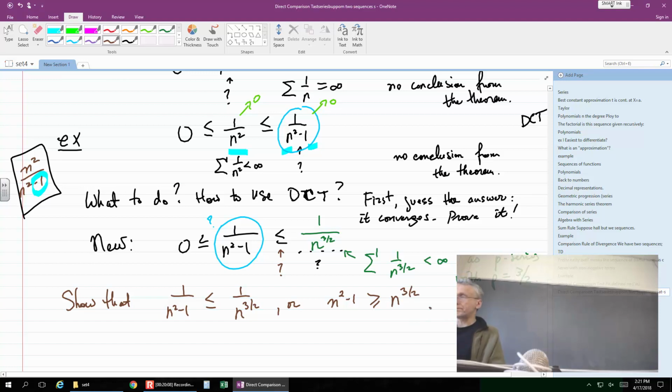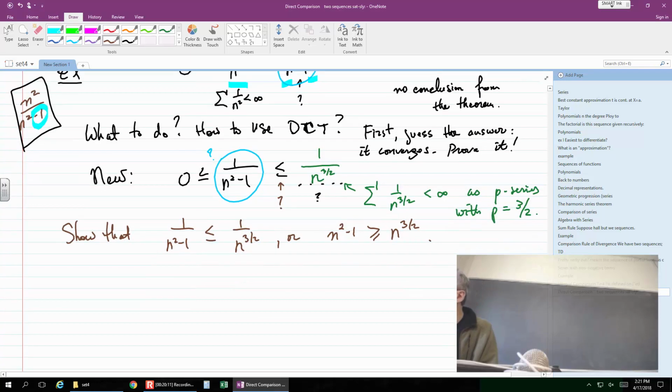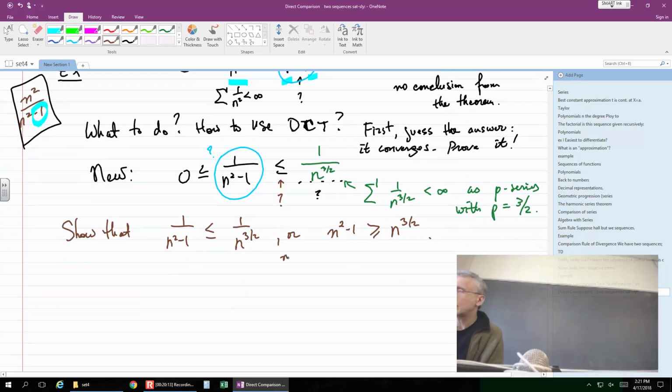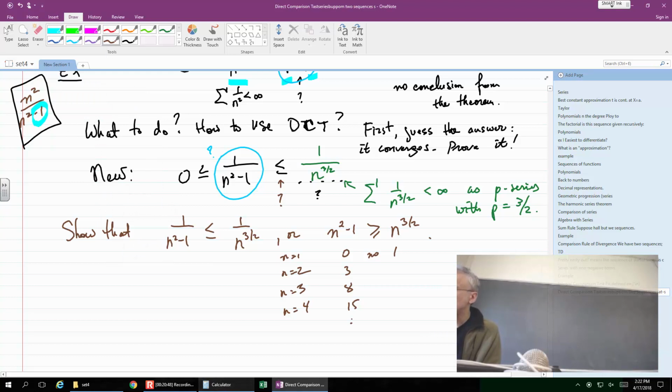Okay, so just look at a few values to confirm that this is the case. If I start with n equal 1, I have 0. n equal 2, I have 3. n equal 3, I have 8. n equal 4, I have 15. Okay, so the pattern is more or less clear. And now I take the 3/2 power of n. This will be 0. I'm sorry, this will be 1. So as you can see, the inequality is not true yet. So no. Then I take 2, and at this point I need a calculator.